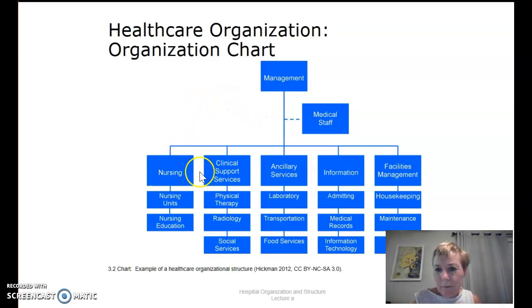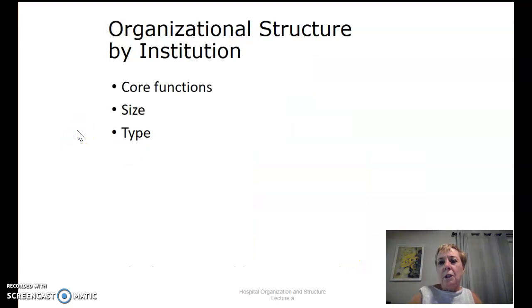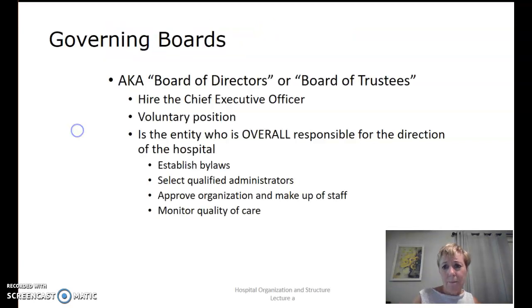We have nursing, clinical support, ancillary, information services, facilities management. So here we are. This is our little block right here. And information, admitting, medical records, information technology. So hospitals can be organized by their functions, or they can be organized by their size or by their type.